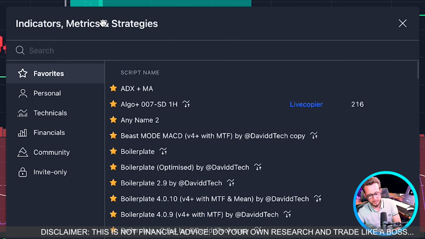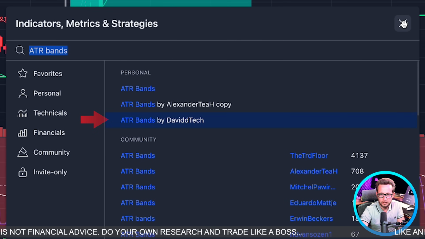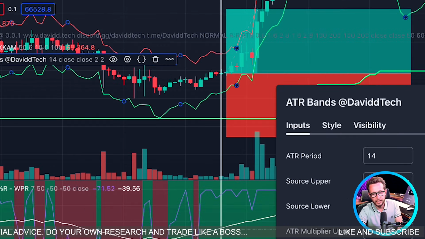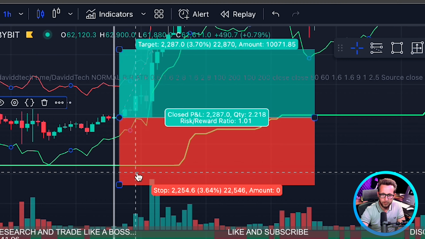Right, next thing we're going to do is to add the ATR bands by David Tech to take our stop loss and take profits. We're going to go over to the cog and set the multiplier upper and lower to 3. Click OK. And we're ready to go.